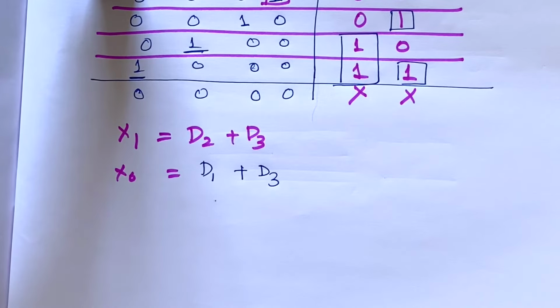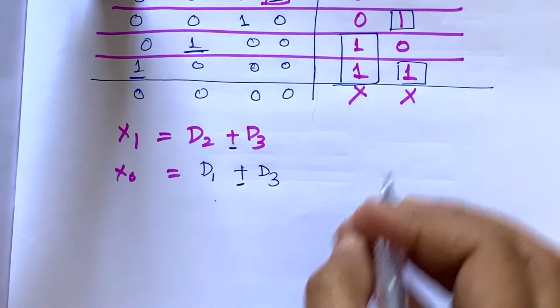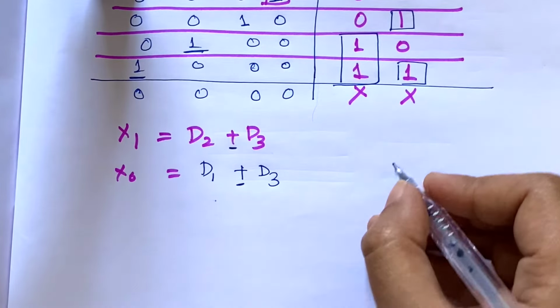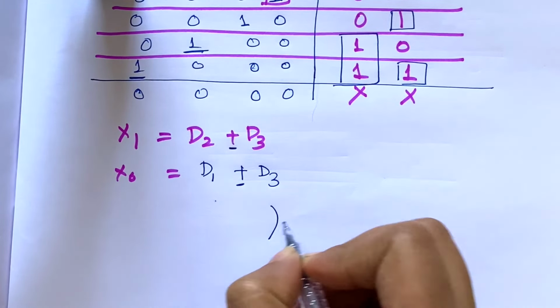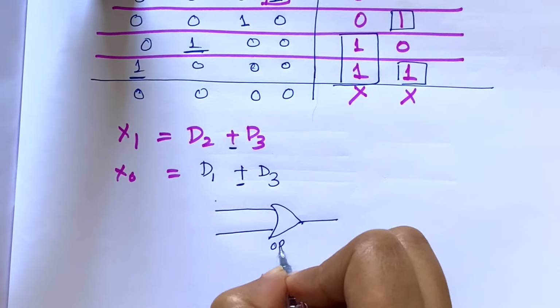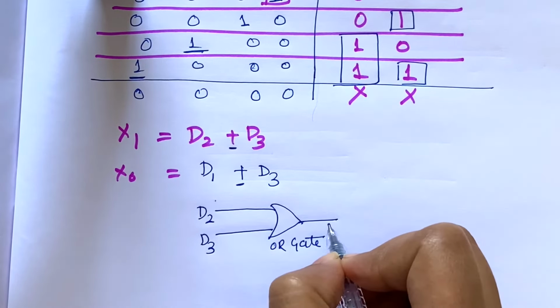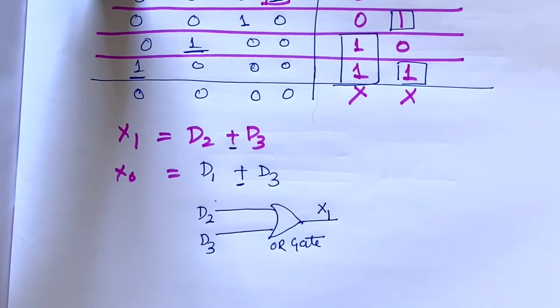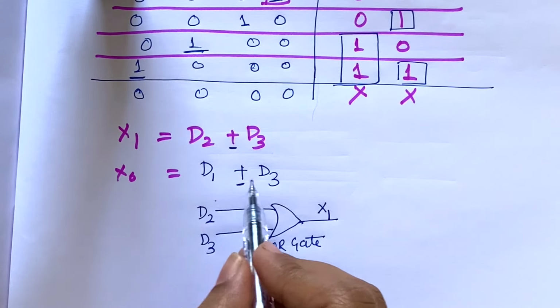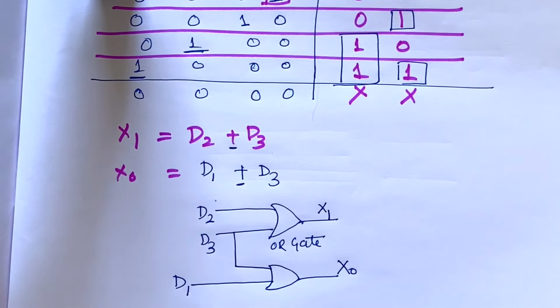Okay, now we can make circuit for it, circuit diagram. So what is this? This is OR. Okay, so we can make its circuit diagram as, suppose this is an OR gate. Okay, OR gate. So d2 d3 will get x1. Okay, now similarly we have OR gate for x0 also, like d1 and d3. So we can take d3 from here and we can put it with d1 and we will get x0. So this will be the circuit diagram of 4:2 encoder.